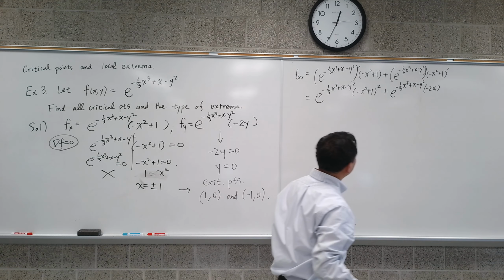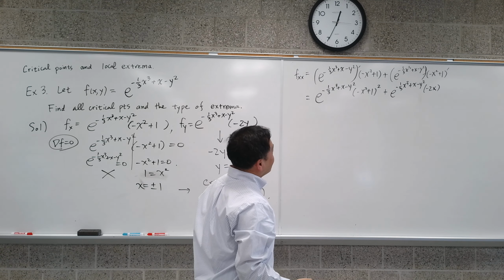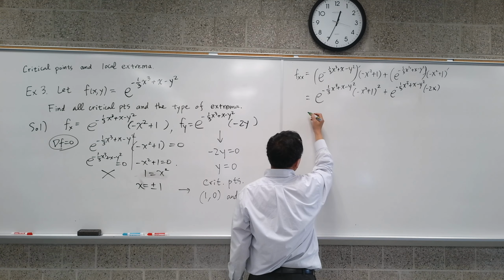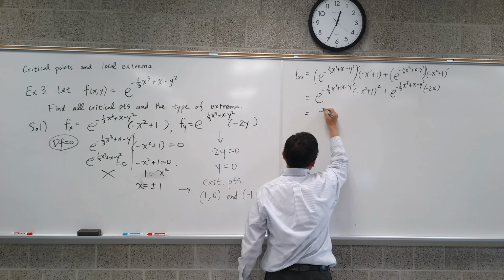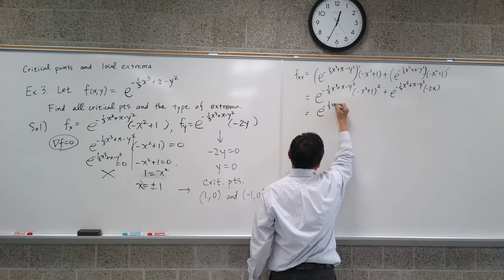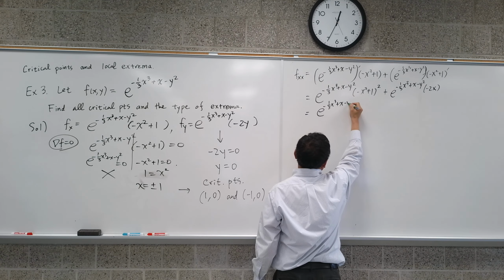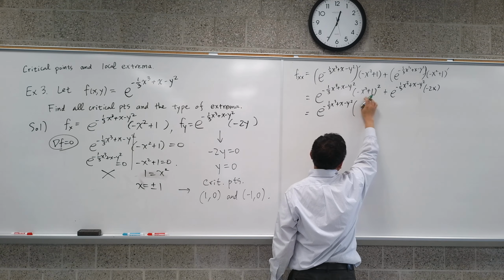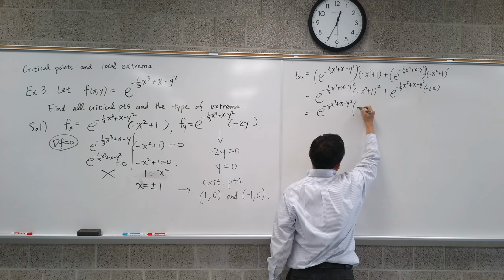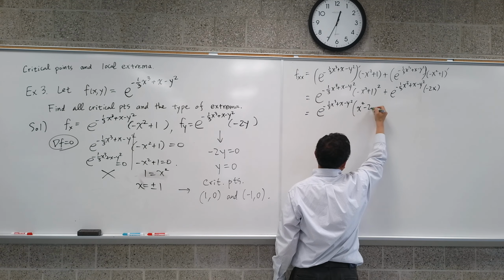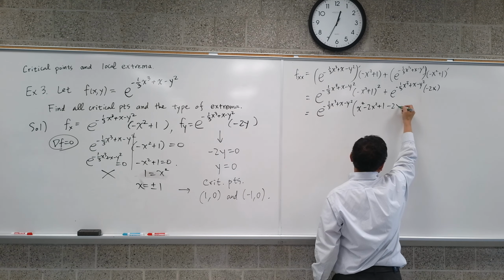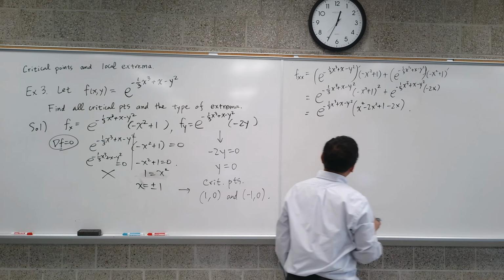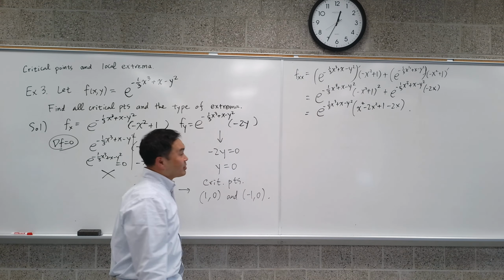Okay. And then if you simplify further, see, these two are the same, so you can factor that out. And this one, if you expand, that's x squared, x to the fourth minus 2x squared plus 1, and then there's a minus 2x. Okay, so that's fxx.